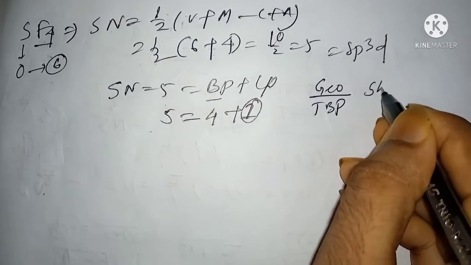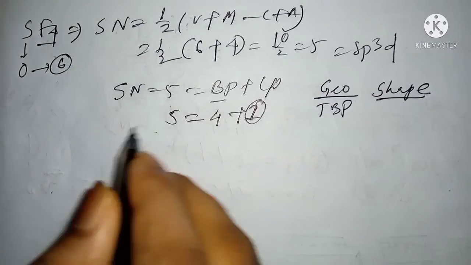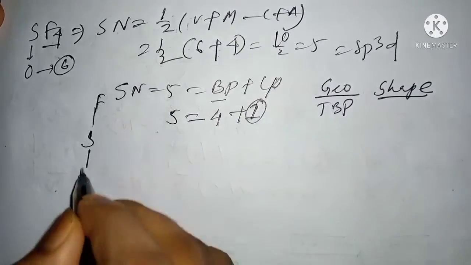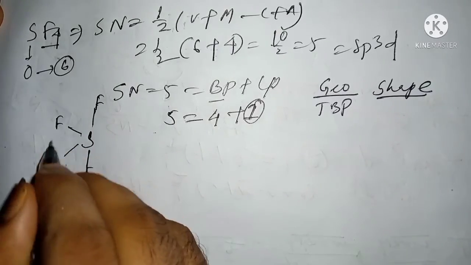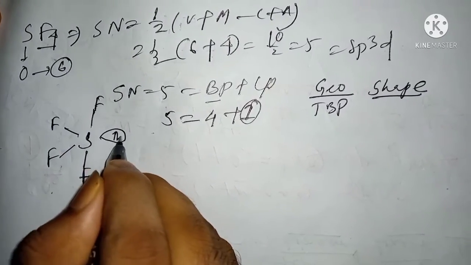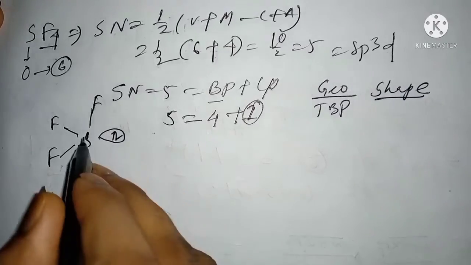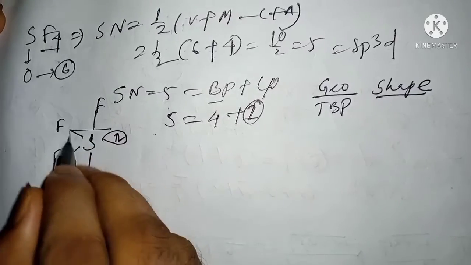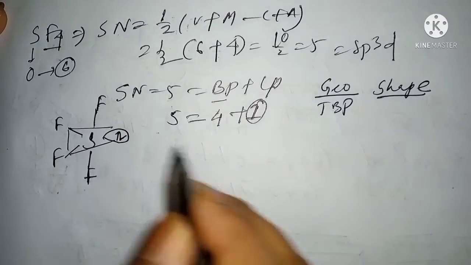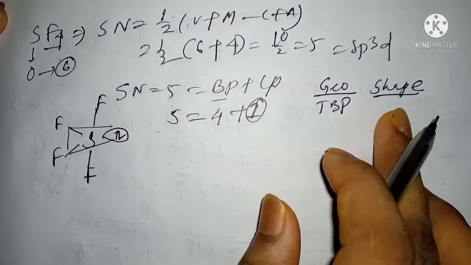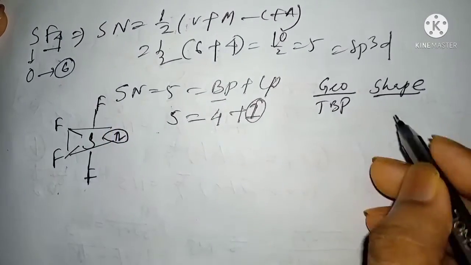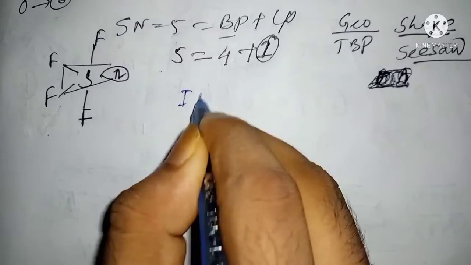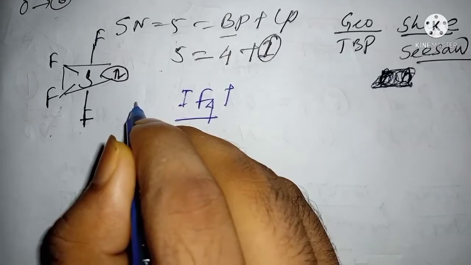And for shape determination, first draw the geometry, with the more electronegative atom, fluorine, axial, and the lone pair in the equatorial position. So remember, in case of TBP, the lone pair is in the equatorial position, not the axial position. The lone pair is not considered for shape determination, so this is the seesaw shape. Similarly, IF4 plus is similar to SF4, so you will try.